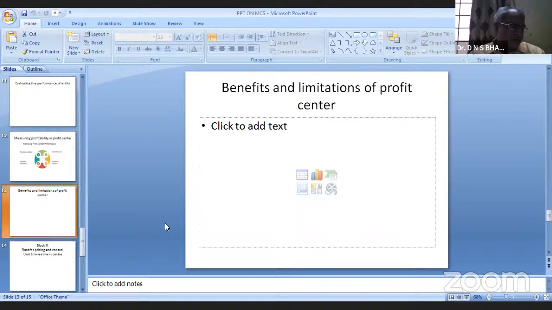Profit center limitations are also there. Decentralized decision making always leads to a time-taking process. It cannot be used for all responsibility centers because sometimes responsibility cannot be made easily identifiable. There is extra record keeping, and the measurement of expenses is not so easy. As we say, what is the cost and how much is the cost, but measurement of the cost is not exactly possible.